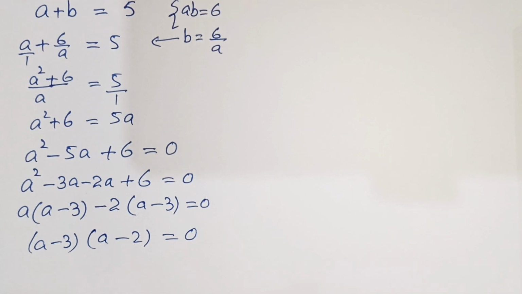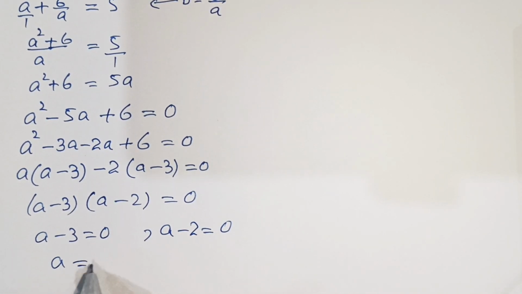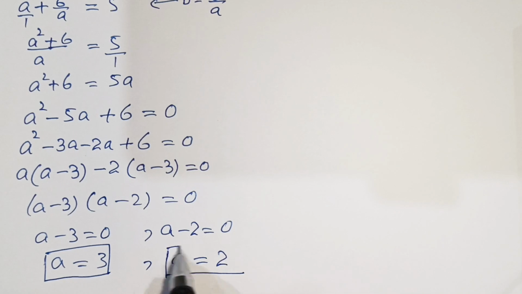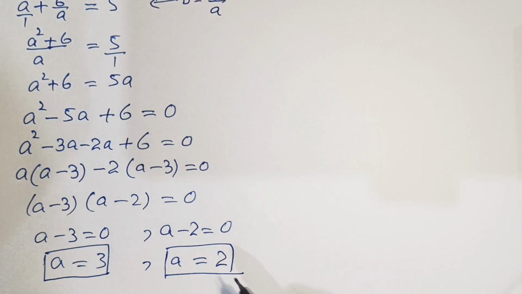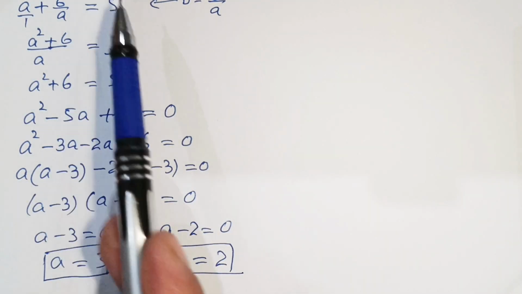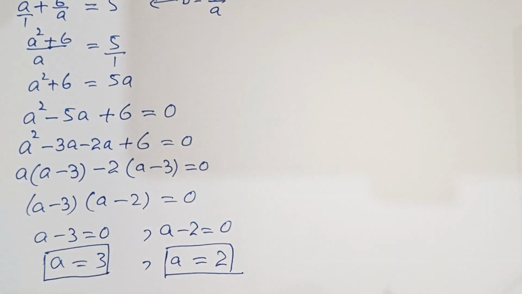So a minus 3 is equal to 0. Similarly, a minus 2 is equal to 0. So we get the value of a, which is 3, and the value of a, which is 2. Here we have two values of a. Now we just put the value of ab, which is equal to 6, in this equation 2.